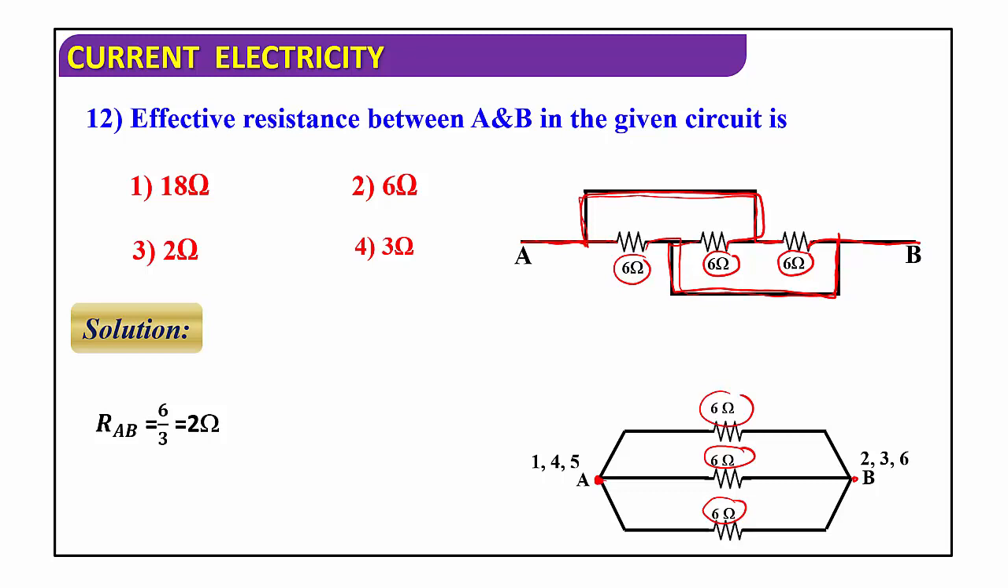First we can solve only these two values if you have confusion. Or else you can go directly to the equation 1 by Rp is equal to 1 by R1 plus 1 by R2 plus 1 by R3, which is equal to 1 by 6 plus 1 by 6 plus 1 by 6. After solving this equation, you will get the answer as 2 ohm. So 2 ohm means option 3 is the right answer.